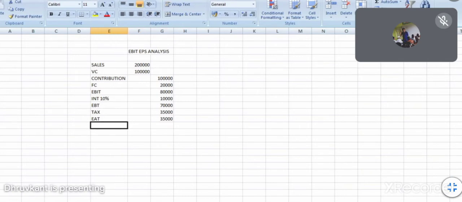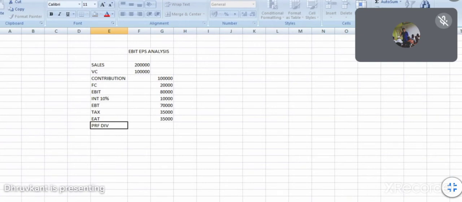Now you have to pay preference dividend. Preference dividend is paid to the preference shareholders, not to the equity. Preference shareholders are a kind of liability and the dividend amount is payable every year. If the company is declaring dividend, it is compulsory to pay the preference shareholders' dividend, otherwise you have to accumulate it and pay it the next year. It is a compulsory payment.